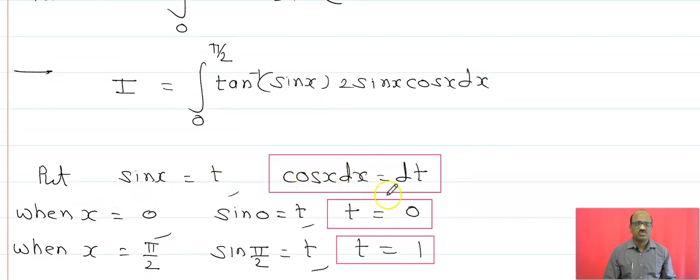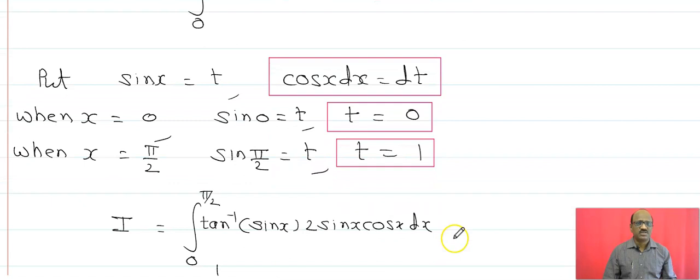That is, cos x dx is equal to dt. Now change the limits. When x is equal to 0, t is equal to 0. When x is equal to pi by 2, sin of pi by 2 is 1, so t is equal to 1. Therefore, the lower limit is 0 and the upper limit is 1.